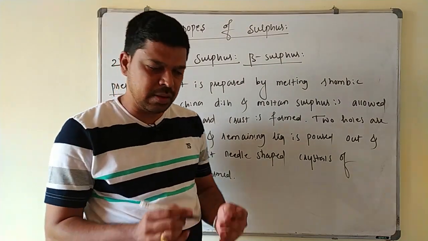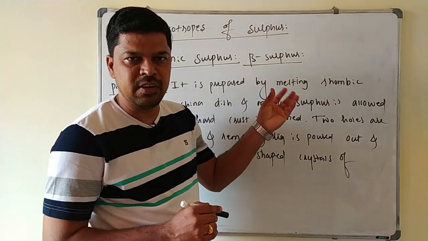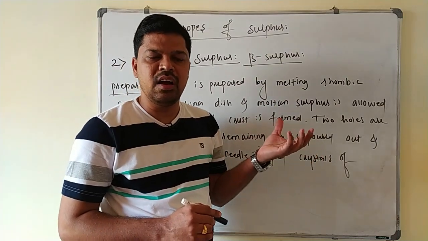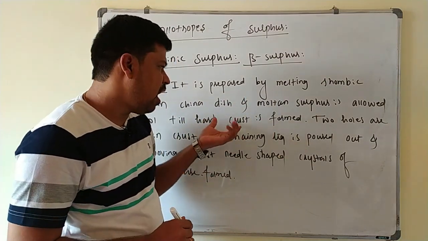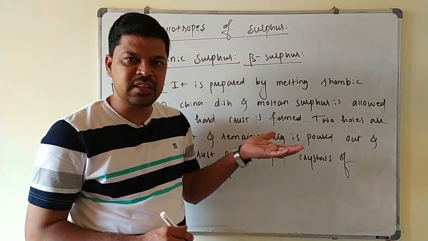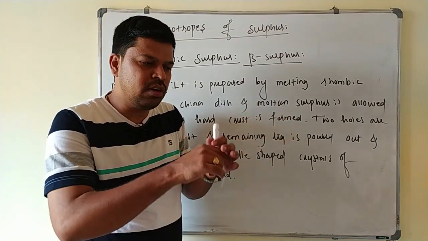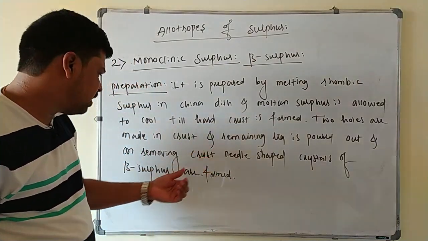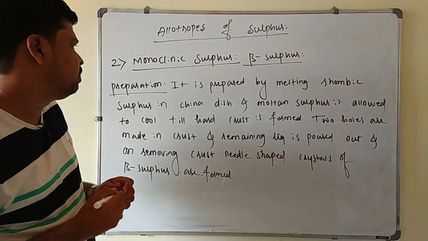So the very simple method, just you have to melt that rhombic sulfur in a china dish. After melting it becomes molten sulfur and that molten sulfur is allowed to cool here. After cooling a hard layer is formed that is called the hard crust. So whatever liquid is left inside is removed just by making two holes on the crust, and after removing that crust you will get what? The needle shaped crystals of beta sulfur are formed here.